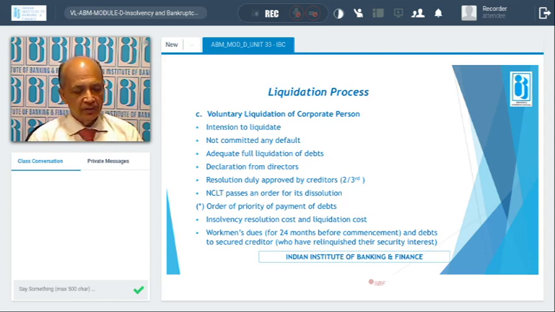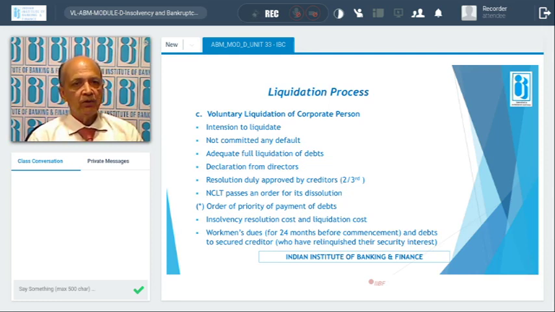This is the procedure we have seen for the corporate. The same applies for individuals as well as partnerships; the procedure is the same. Here, instead of NCLT, for partnerships and individuals the application is to be made before DRT. The procedure is the same, and the liquidation proceeding is also the same.